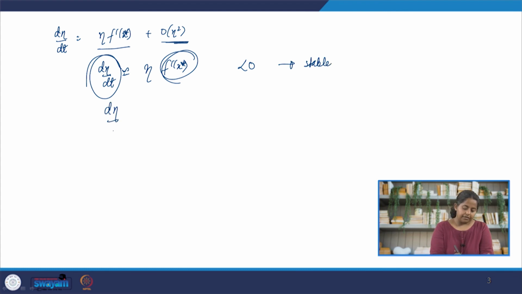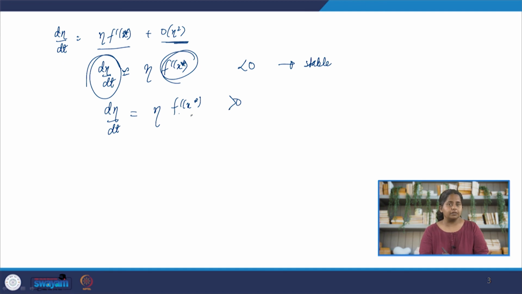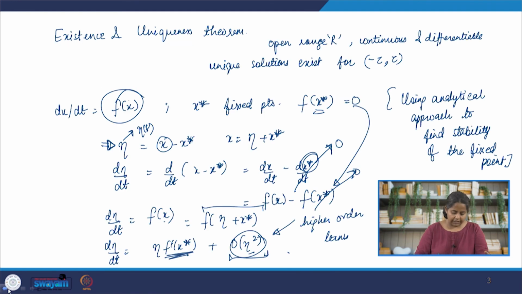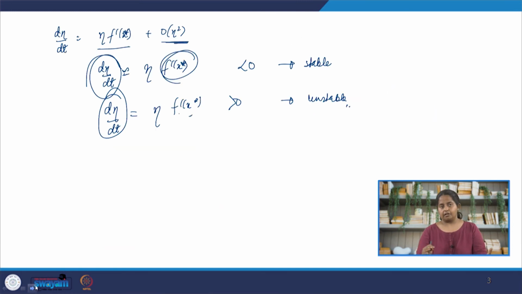However, if this f dash x star, when you differentiate your function again, is greater than 0 at a given fixed point, then this particular fixed point is an unstable fixed point because the rate at which the perturbation is changing is positive. So if you move your x to the left, it will keep going to the left. If you move it to the right, it will keep going to the right. You're dealing with an unstable fixed point. This approach, where we linearize the system, as I mentioned earlier, is known as linearizing around a fixed point.